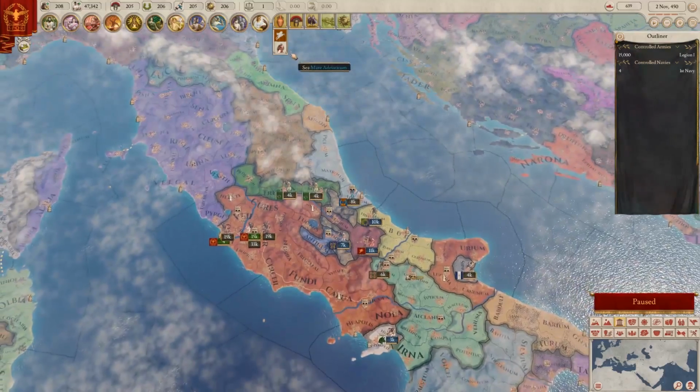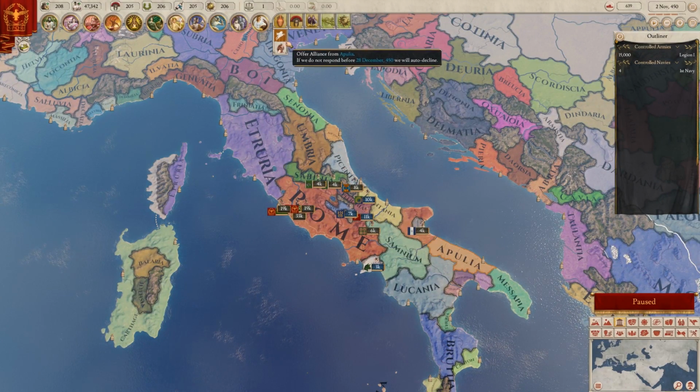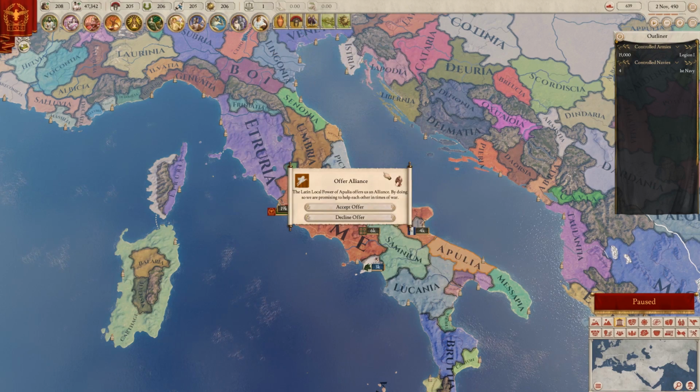So when somebody makes you a trade offer, it pops up here. And if you hover over this one, you can tell what nation is making the offer. You can see this one. And you can accept it or you can decline it.